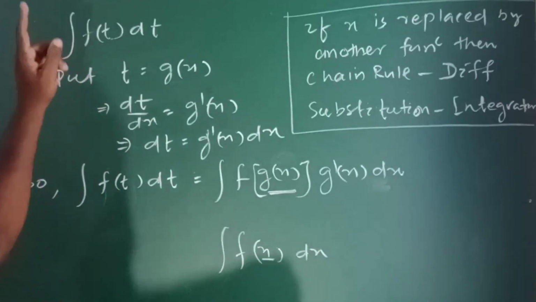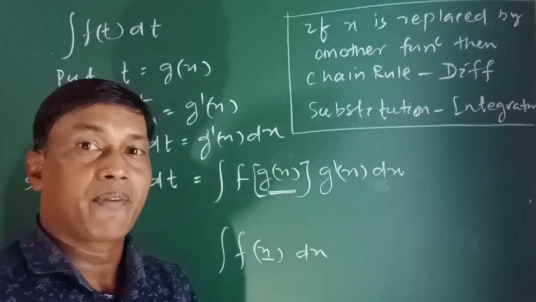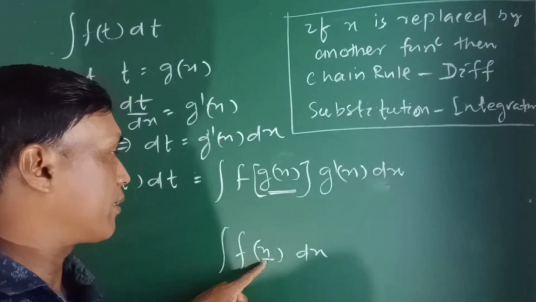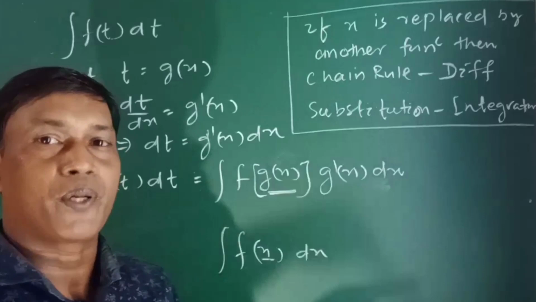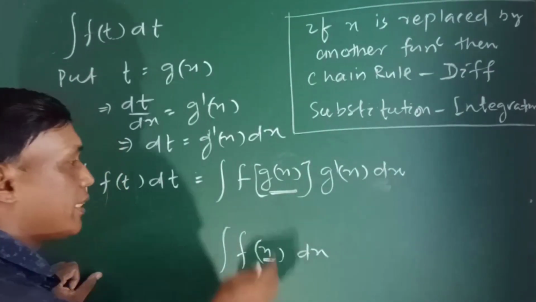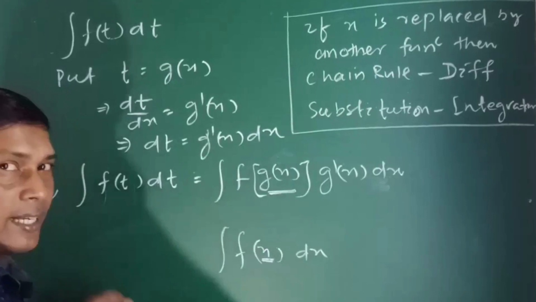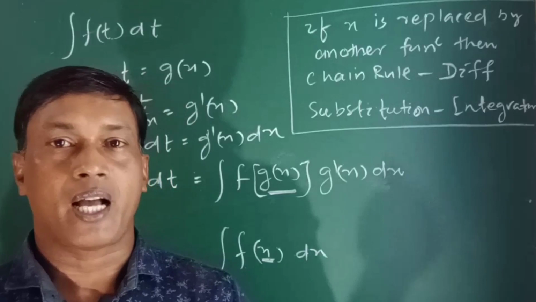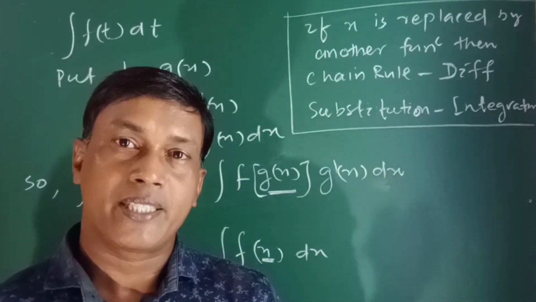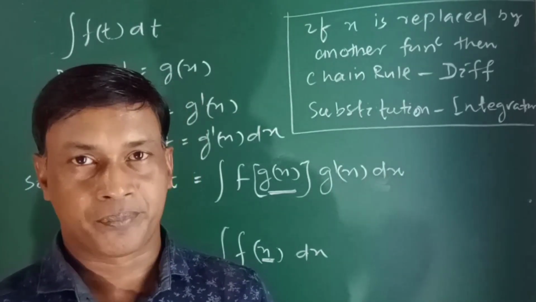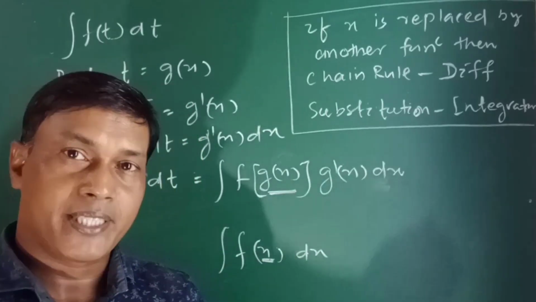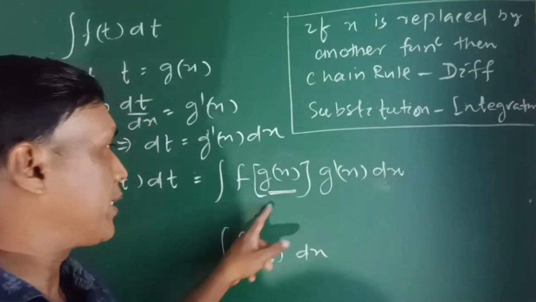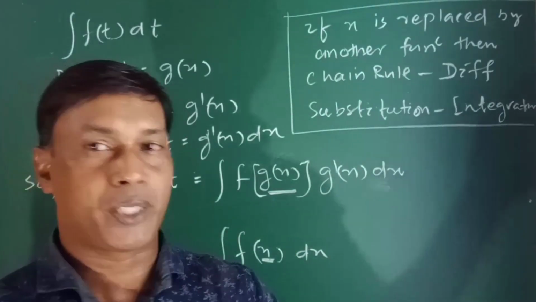So integration by the method of substitution can be applied only when the variable x is replaced by another function. As I have already discussed in the chain rule, if x is there, then for the derivative you can apply the direct formula; if x is replaced by another function, apply the chain rule. In integration, if x is there in its own place, apply the direct formula. But if x is replaced by another function, you have to apply substitution.